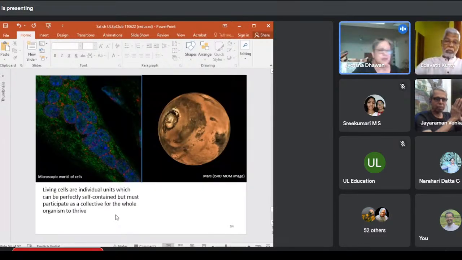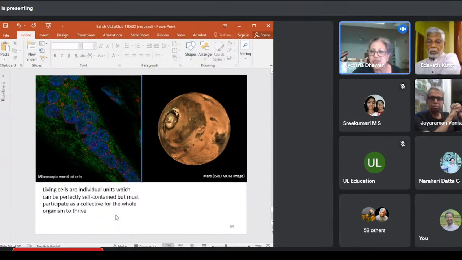So let me tell you a little bit about myself. I'm a cell biologist. I study muscle cells, I culture them, I study their individual properties, I figure out how they work together to make a muscle tissue and how that muscle tissue helps us move.